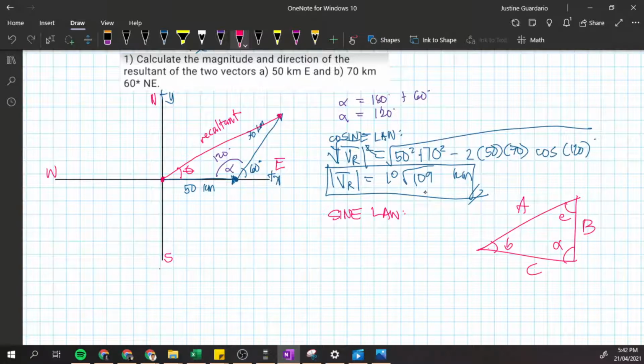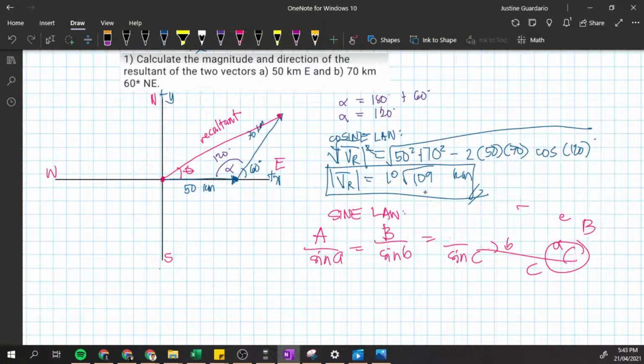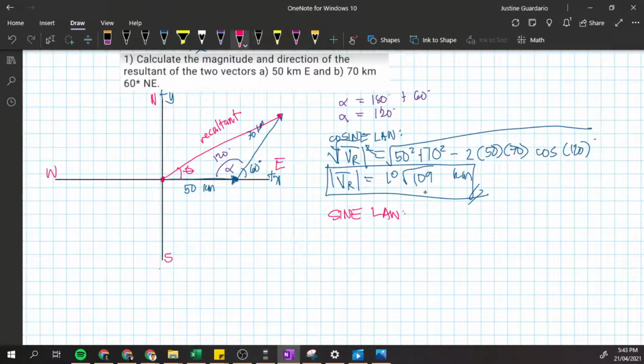Ano ibig sabihin nun in mathematical term? A over sine A is equal to B over sine B is equal to C over sine C. Dapat daw, sa isang triangle, the ratio of the side to its opposite sine angle is equal sa lahat ng sides. Okay? So, yan lang po yung according to sine law. So, let's apply it. Kasi meron tayong, ma-apply ba natin siya? Yes, because meron tayong 120 tsaka resultant, given na yan.